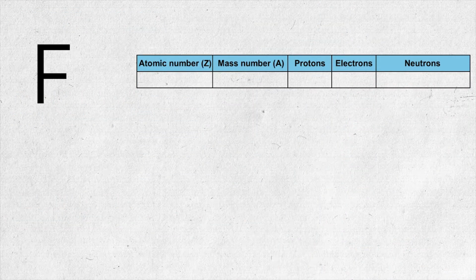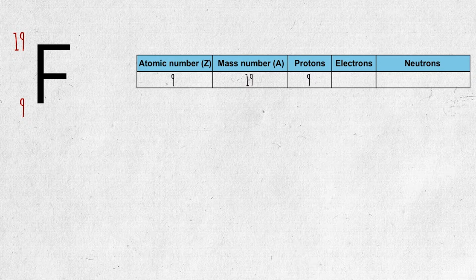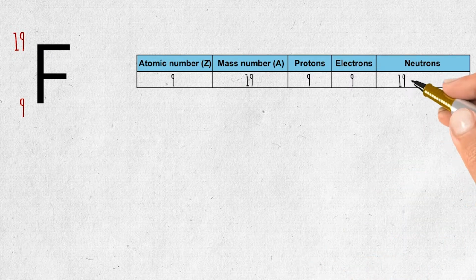Okay, let's look at some examples. Fluorine has a mass number of 19 and an atomic number of 9. If the atomic number is 9, then the atom must have 9 protons, and as a neutral atom must also have 9 electrons. In order to calculate the number of neutrons in fluorine, we simply subtract the atomic number from the mass number, which gives us 10.